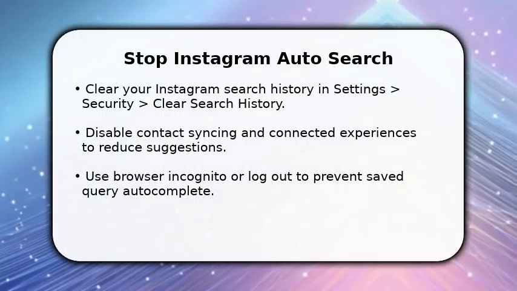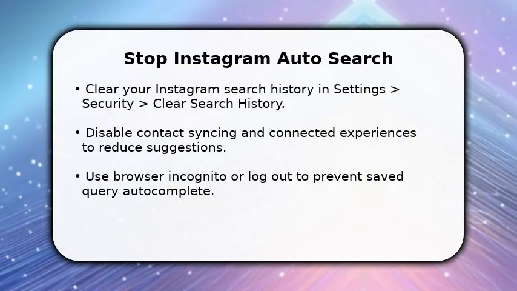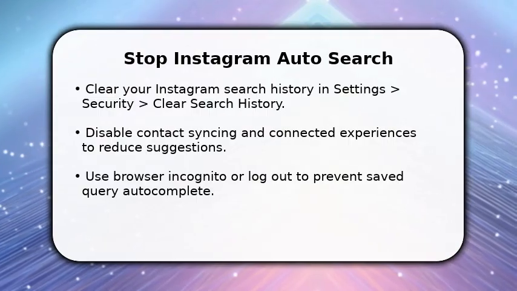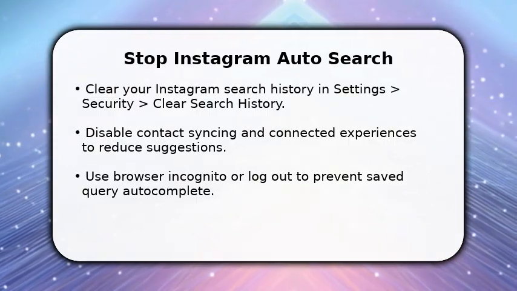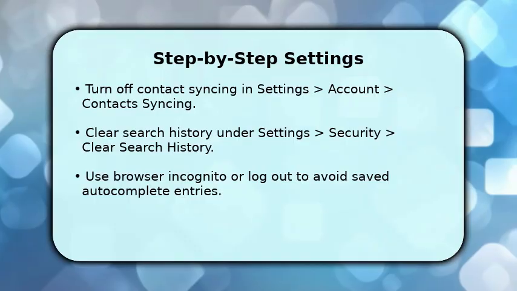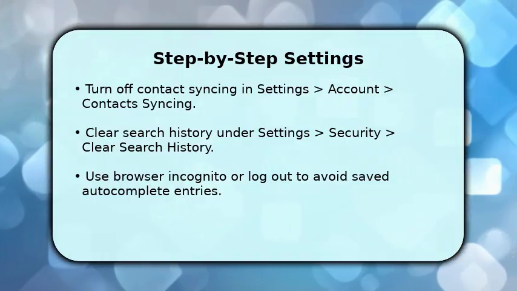This removes past queries that feed autocomplete suggestions. Next, return to Settings and prepare to disable features that create new suggestions. Follow the guided steps in the next slide to finish setup. Open Settings, then choose Account and tap Contact Syncing to disable it.